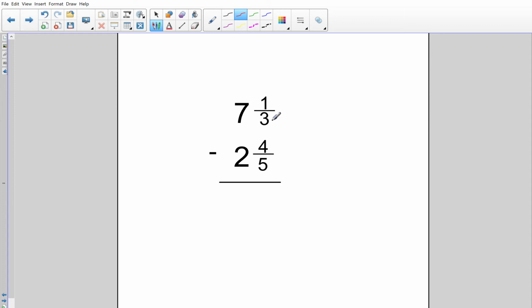So I'm still going to change these to improper fractions. So my numbers are going to get really big, which is why I recommend calculator on this. So 7 times 3, that's 21, plus 1.